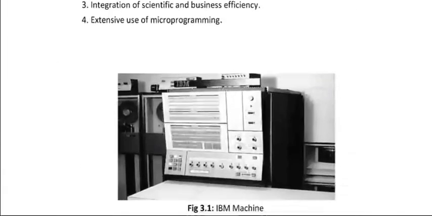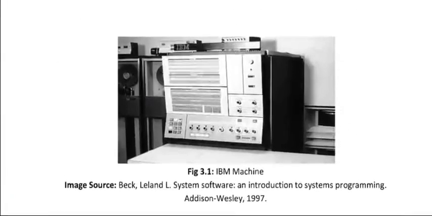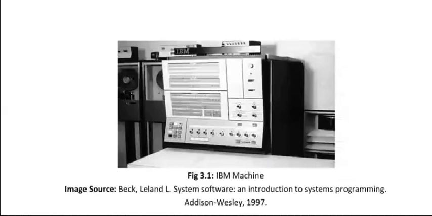So with this background, here is an image in figure 3.1 where we can see the IBM machine. This is how it looked. You can see that the machine is huge in size, and obviously the memory capacity it had was very less, and also the computation power of the system was less. However, it had the four important features that we discussed. That's why the machine's architecture was popular.